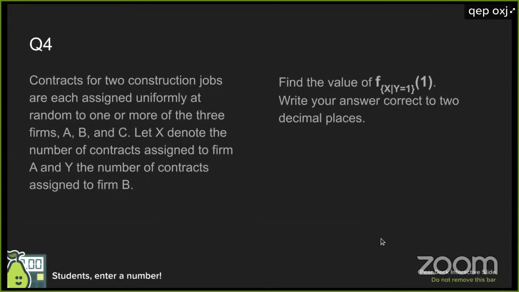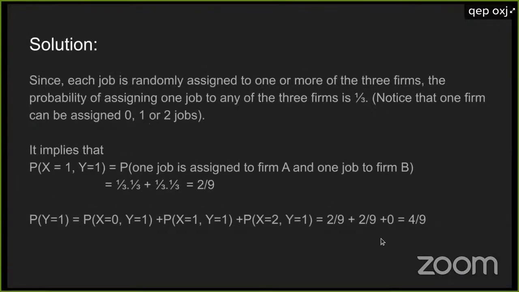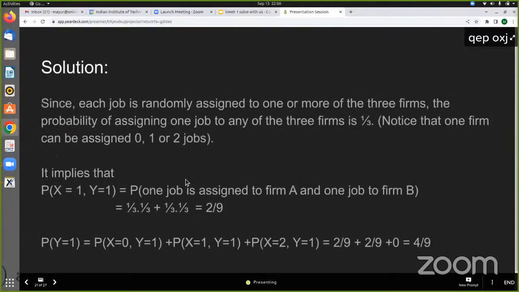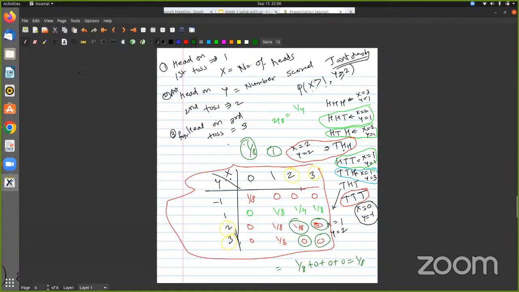What we have been asked is to find the conditional probability that x equals 1, given that y equals 1. So for that we need a joint density and a marginal density, right? Yes, sir. So the probability that y equals 1 is x equals 0, y equals 1; x equals 1, y equals 1; x equals 2, y equals 1, right? Yes, sir. I think it is better to visualize in this fashion.